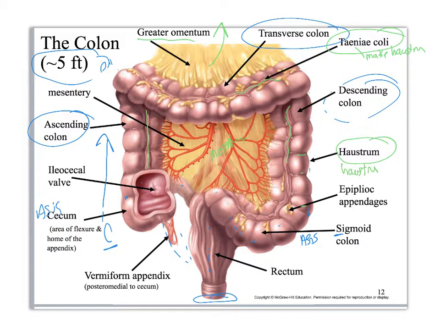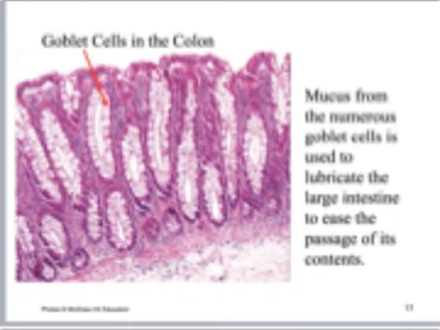What's next? We also have another thing. We don't really know what it does. They're called epiploic appendages. So they're right here, these little fat tags, all right? And they hang off the colon in various areas. Okay, I think that's everything on this, so let's go to the last slide.